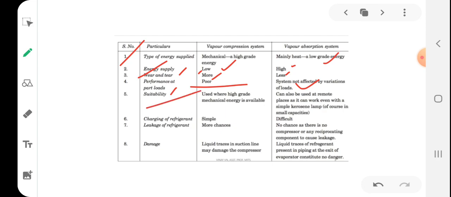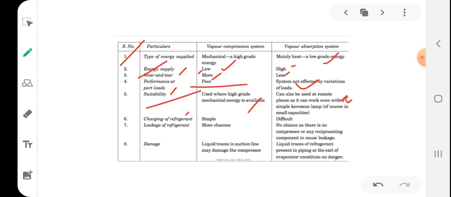And the fifth one is suitability. The vapor compression system is used where high grade mechanical energy is available. And the vapor absorption system can also be used at remote places, as it can work even with a simple kerosene lamp, of course in small capacities. So this vapor absorption system can be used wherever low grade energy like heat is available.